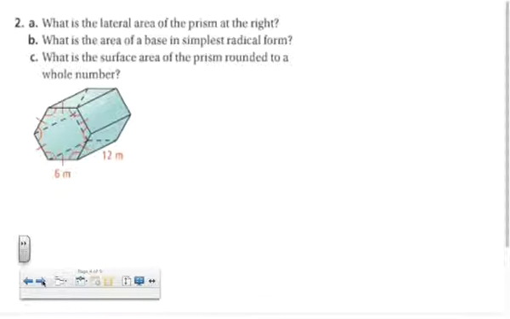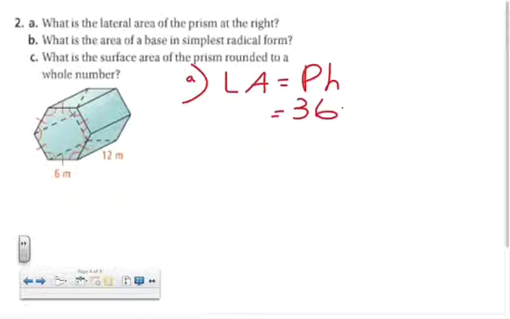Okay? So in problem 2, part A, where I'm asked for the lateral area, it's P times h. Remember the P is the perimeter of the base, so that's 6 times 6, which is 36, times the height of the prism, which is 12.